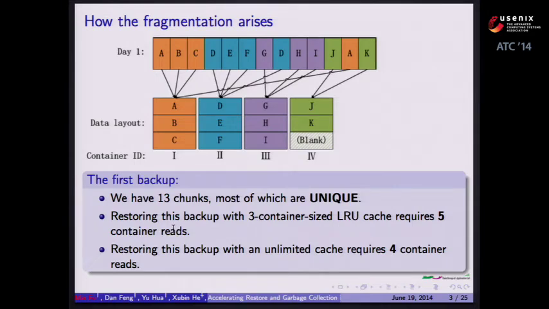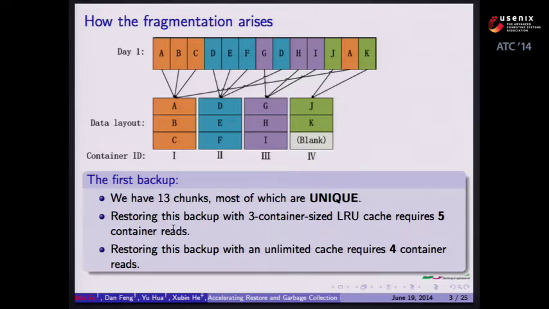I would like to use an example to show how data deduplication works and how the fragmentation arises. Here is the initial backup that happens on the first day. Data deduplication divides the backup stream into non-overlapping chunks and assigns each chunk a fingerprint. Generally, the fingerprint can be a SHA-1 digest. However, in our case, we use a character instead of SHA-1. Two chunks with an identical character are duplicates. As shown in the figure, the first backup stream consists of 13 chunks, and since the storage system is empty, most of them are unique. Exceptionally, chunk A and chunk D appear twice.